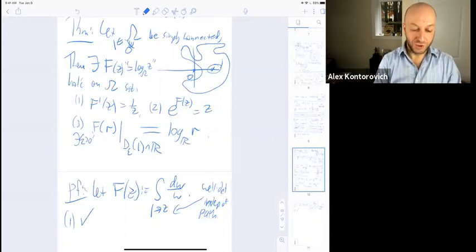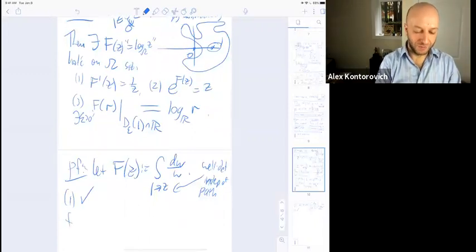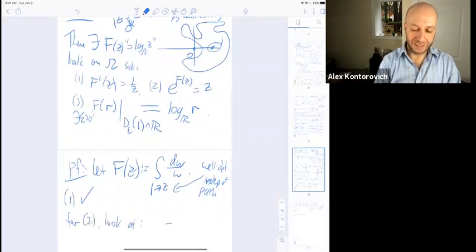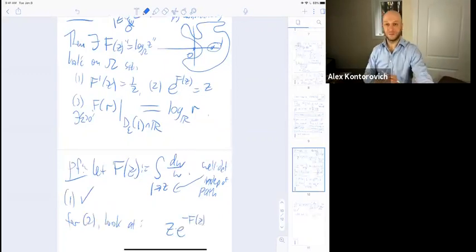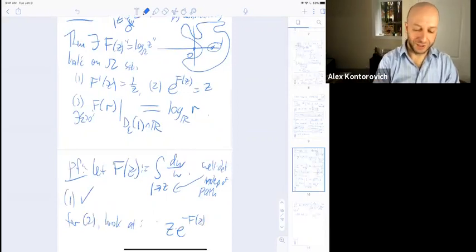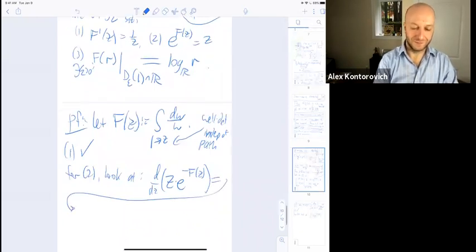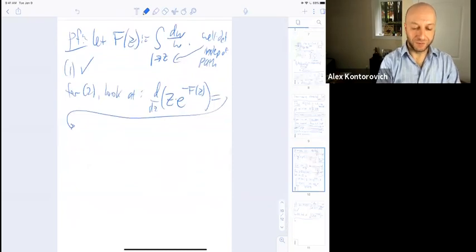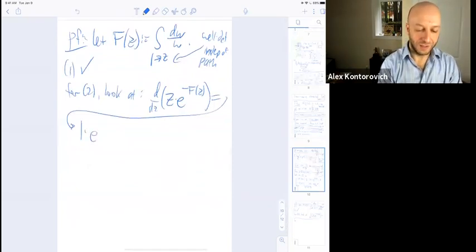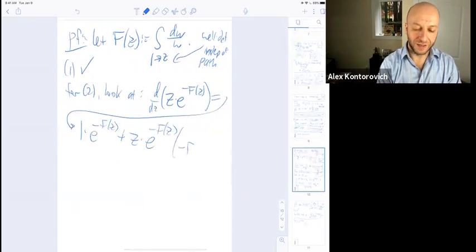2, let's look at 2. For 2, let's look at this function, z times e to the minus f of z. And let's differentiate this. So product rule: derivative of z is 1, times e to the minus f of z, plus z times the derivative of e to the minus f of z, which is e to the minus f of z times minus f prime of z.